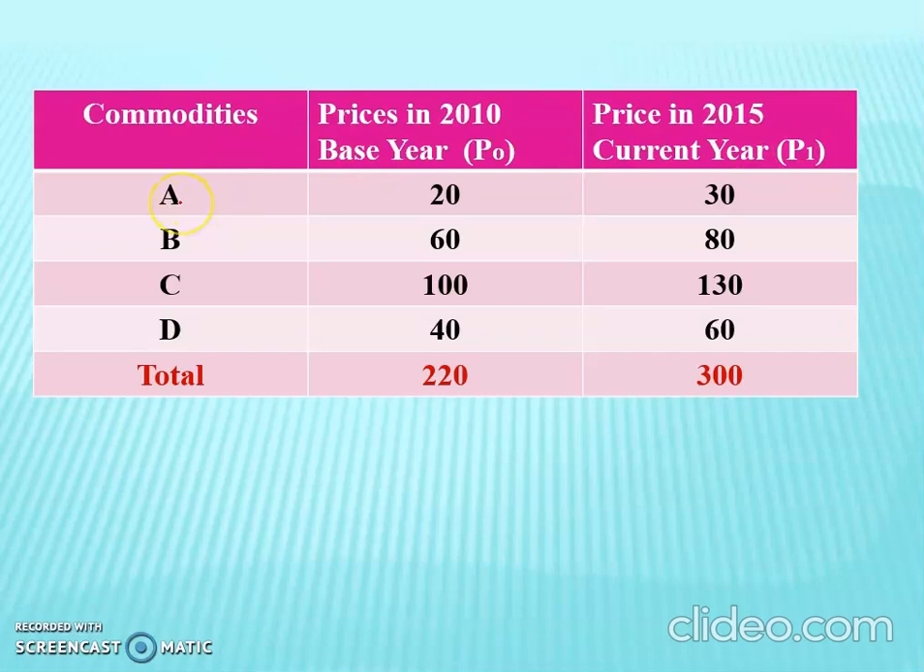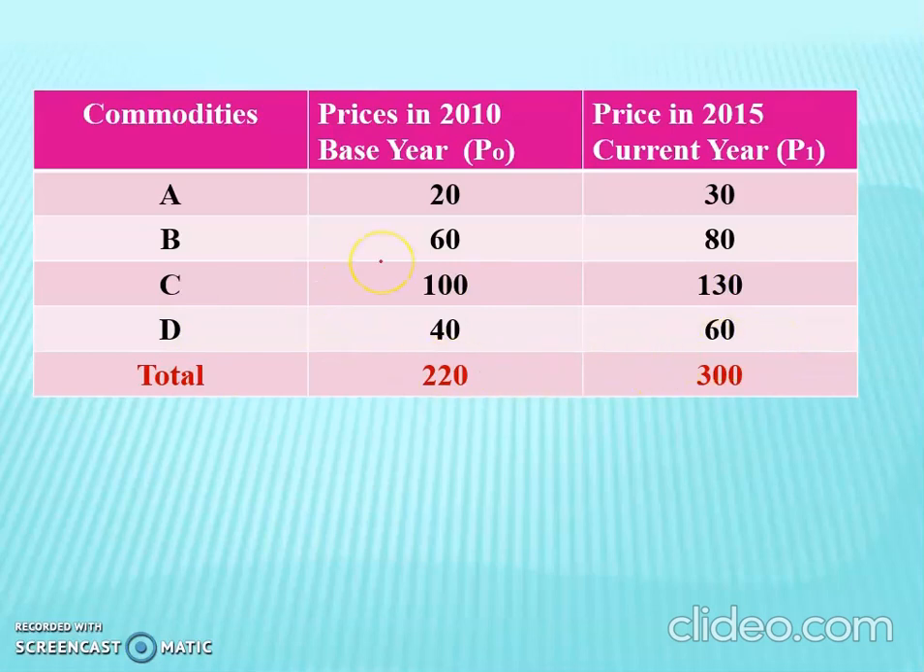It shows that for commodity A, the price is rupees 20 in the year 2010, while the price is rupees 30 in the year 2015. Likewise, for commodities B, C and D, prices are given. For B it is 60 and the current year price is 80. While C commodity's price is 100 in 2010, in 2015 it becomes 130. In D it becomes 40 and then 60.